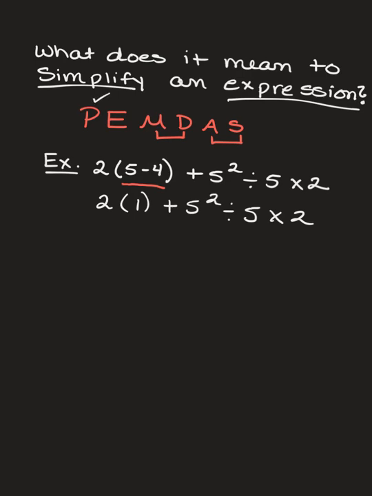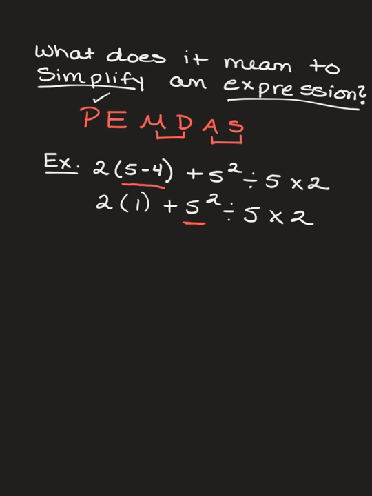Now I'm going to look in my expression and see if I have any exponents that need to be simplified. And right here I do. 5 squared. Now in the other video, I have a little section where I talk about what it means to square something. So I'll review that real quick right now. To square something means we are multiplying it by itself. So squaring 5 means I'm taking 5 times 5, which is 25. That's how I'm going to simplify that part of the expression.